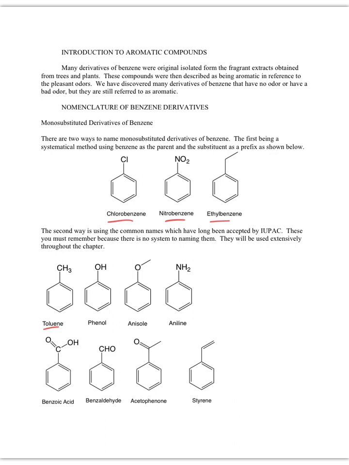So we have toluene, phenol, anisole, aniline, benzoic acid, benzaldehyde, acetophenone, styrene. That's how you'd find most of those things.